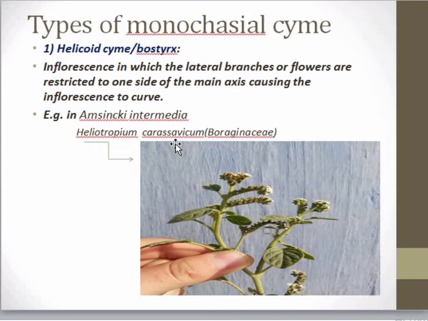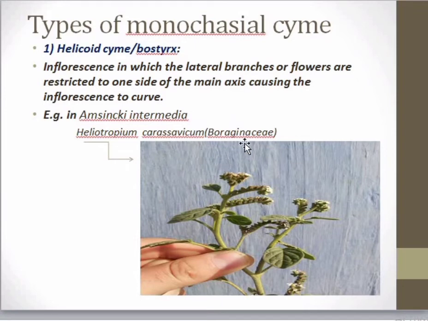In the same way the others give rise to lateral flowers. Now, types of monochasial cyme. Helicoid cyme or bostryx inflorescence, in which the lateral branches or flowers are restricted to one side of the main axis, causing the inflorescence to curve. In this case, the flowers are formed towards a single side, due to which the floral axis curves.